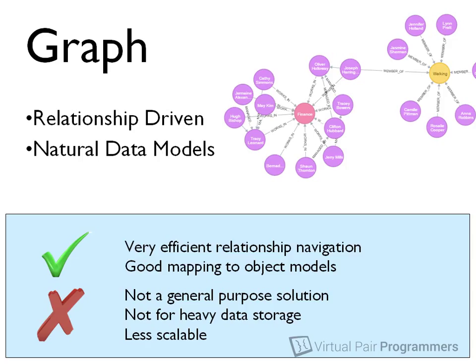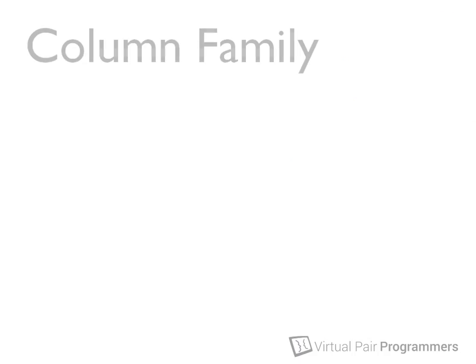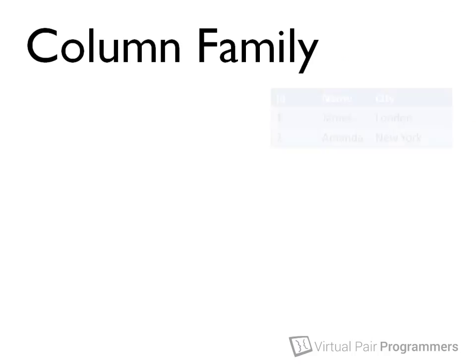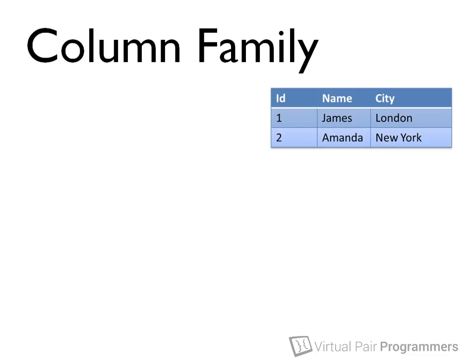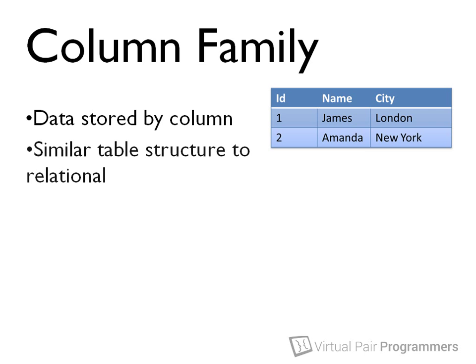For this course, we're going to be studying the database called Neo4j. There are two other types of NoSQL database that we're not going to study on this course, and they are called column family and object databases. Column families are very similar to relational databases. The difference is more of an implementation detail. The data is stored on the disk by column rather than by row.